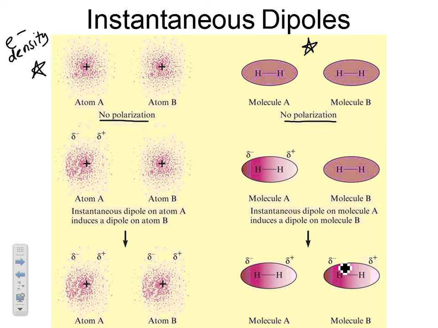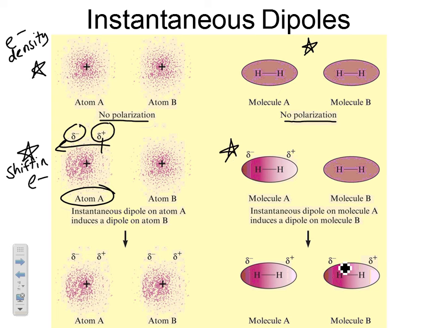But then what happens here is we have a shift in the electrons in atom A, and you'll notice that they're all oriented on the left side. So we have the left side being slightly negative and the right side being slightly positive. It's showing it here again with the shading. Instantaneous dipole on atom A.